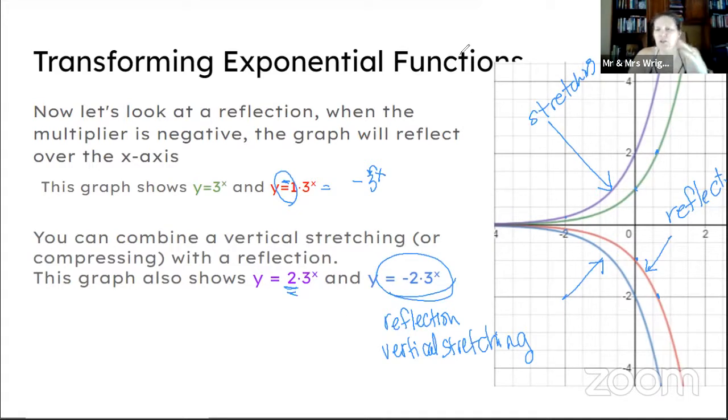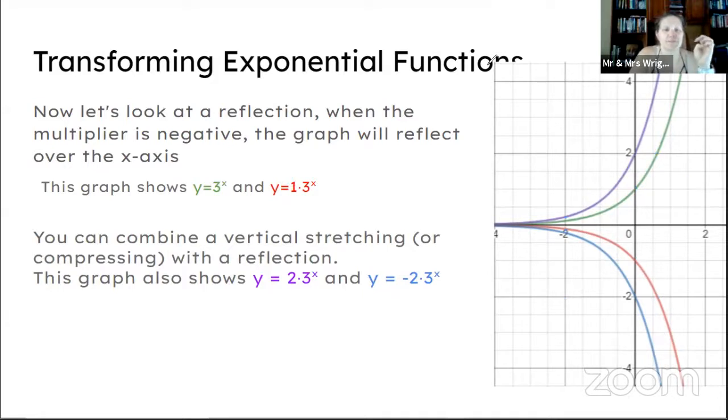It can also happen that you combine reflection and compression together to get a compressed graph that has also reflected. You should be able to tell what's happening based on looking at the graph, but also based on the equation that you have in front of you. It should give you all that information.